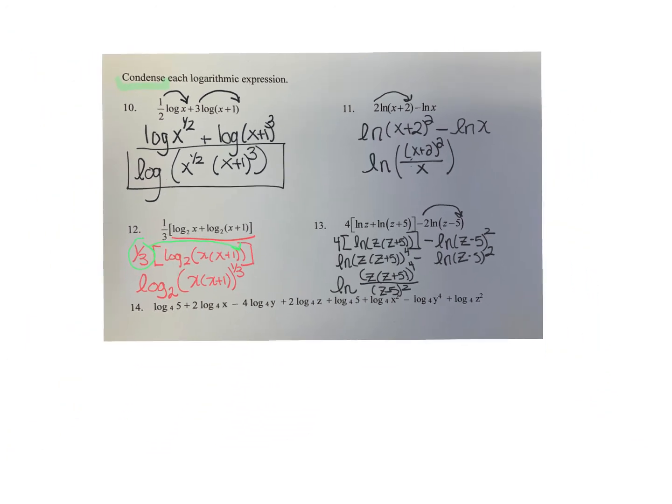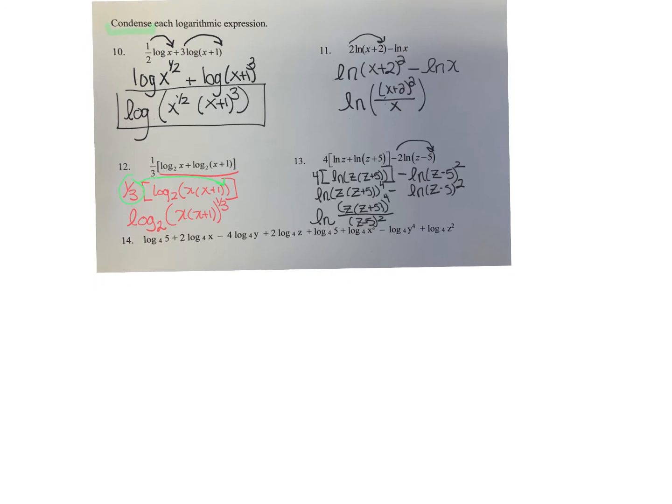Okay, this last one. A little bit longer, but we can do this. I'm going to give you a little hint, though. If it's positive, it goes on top of the fraction. If it's negative, it goes on bottom because it was subtracting. So hopefully that helps just a little bit. So let's see if we can do this in a fewer amount of steps this time.